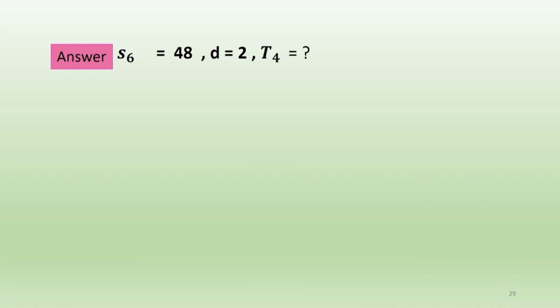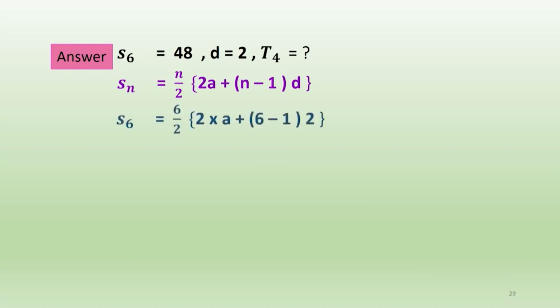Okay. Here we are going to use Sn equals n over 2 times (2a plus (n minus 1)d). Why am I using that? Here we are going to find the fourth term, so first we should find the first term. Before that I am going to substitute the given values. Because here S6 was given, S6 is 48 and n is 6. And the common difference also we know. Then using this we can find the first term.